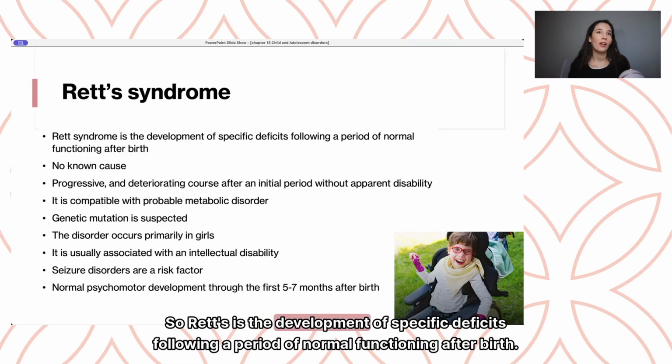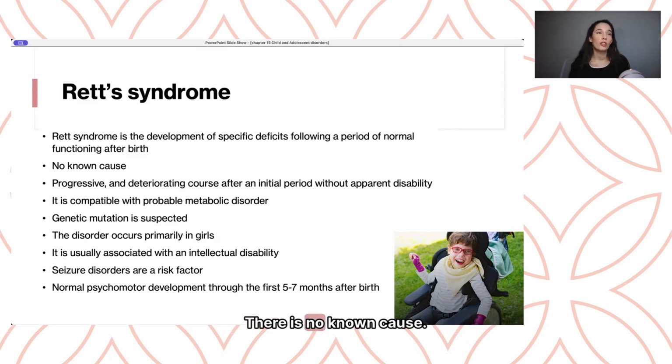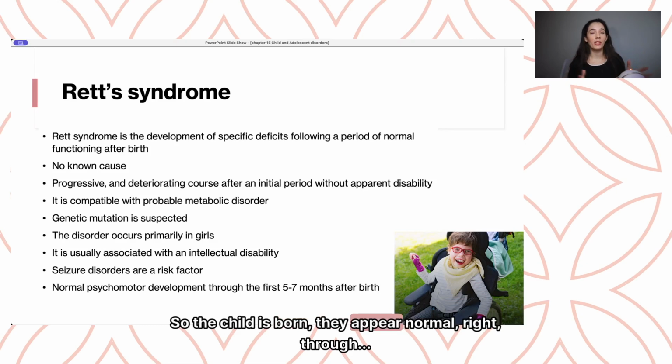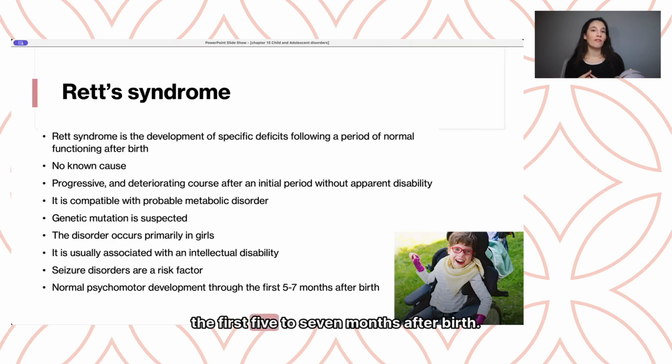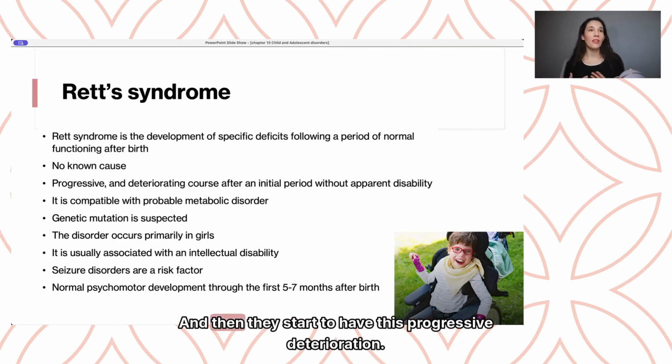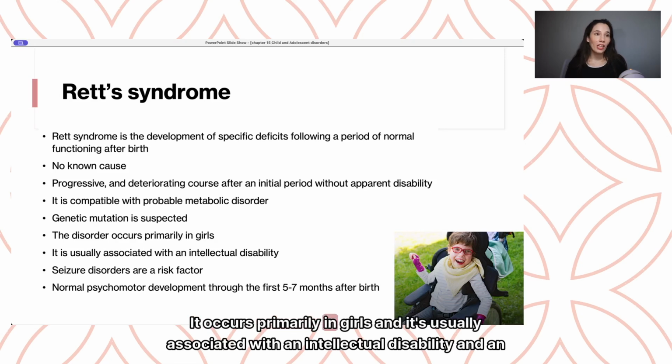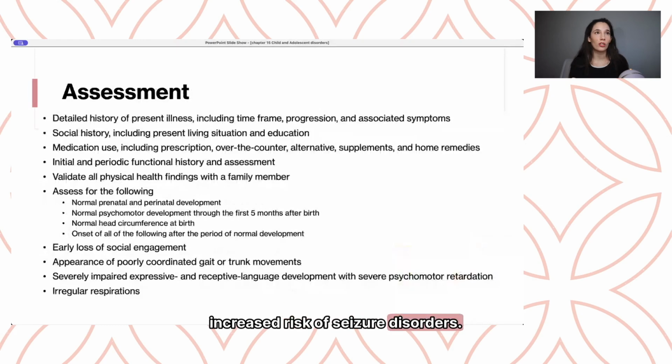So Rett's is the development of specific deficits following a period of normal functioning after birth. There is no known cause. It has a progressive and deteriorating course after an initial period without apparent disability. So the child is born, they appear normal through the first 5 to 7 months after birth, and then they start to have this progressive deterioration. It's comparable with a probable metabolic disorder, and a genetic mutation is suspected. It occurs primarily in girls, and it's usually associated with an intellectual disability and an increased risk of seizure disorders.